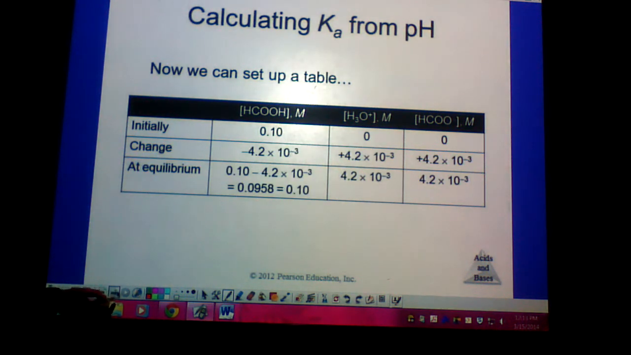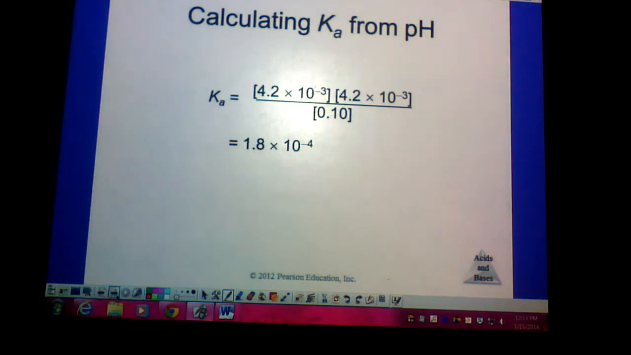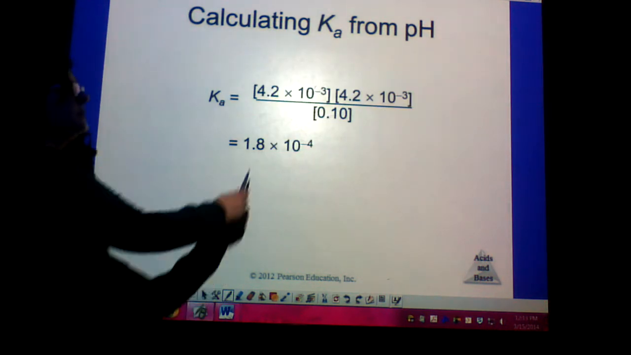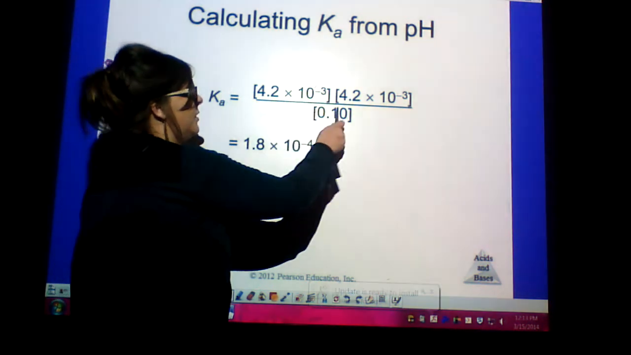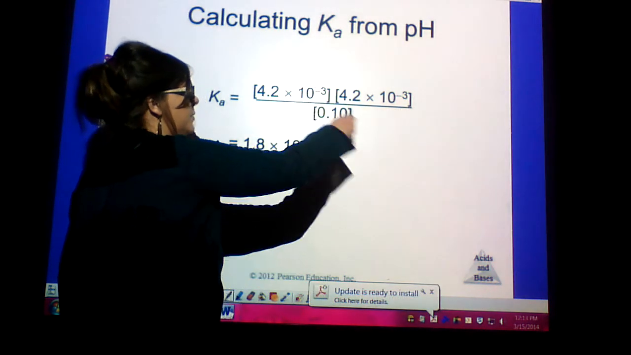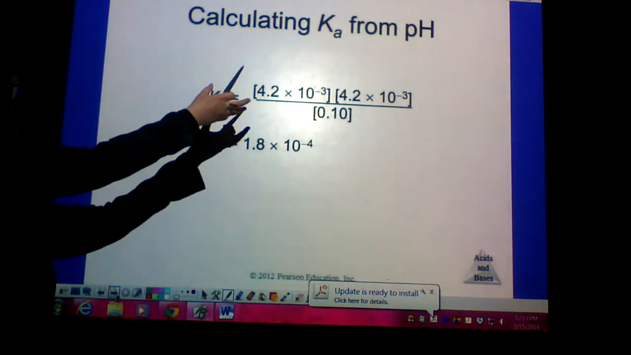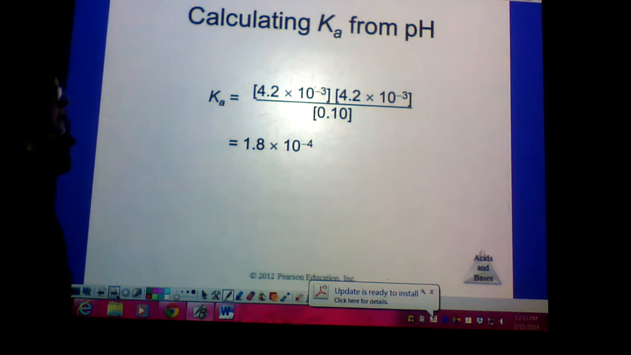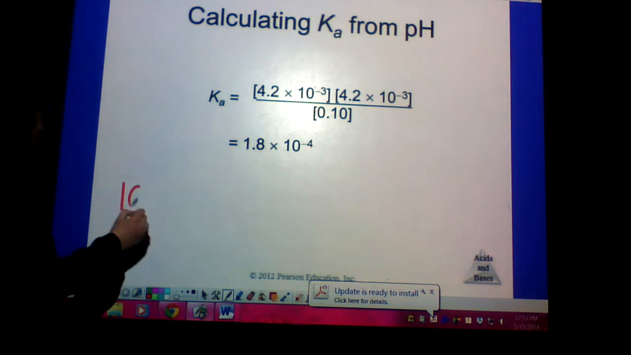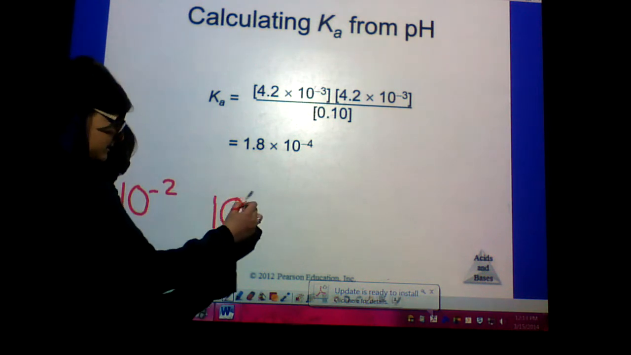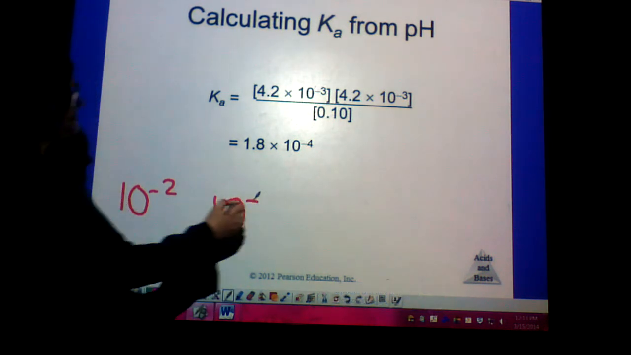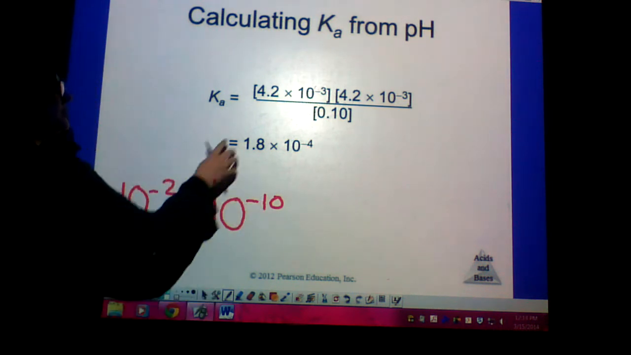So if you keep going on your slides, I think I already filled these in for you. Okay, so now that we know all of our concentrations at equilibrium, I know this one for hydronium, this one for HCOO-, and this one for my formic acid. If I take the product of the products and divide it by the reactant, I get my Ka to be 1.8 times 10 to the negative fourth. This is actually a pretty reasonable acid dissociation constant for a weak acid, because usually Ka's fall within 10 to the negative second and 10 to the negative 10th. If you're in between this range, that's a good Ka.